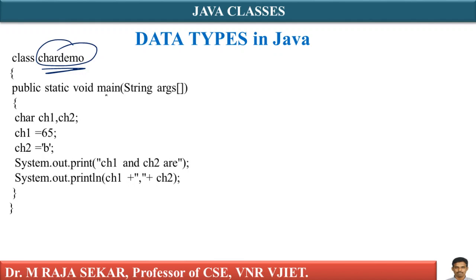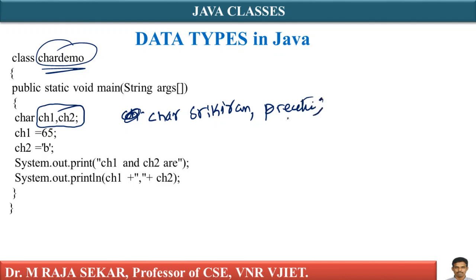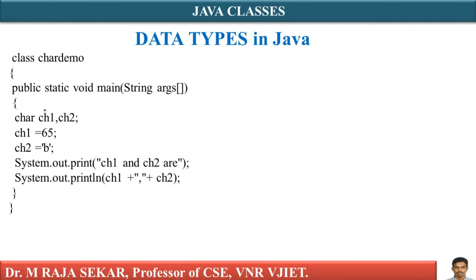We know what is public static void main string args, and we already discussed data types. Char ch1 comma ch2. I need not keep ch1 and ch2; I can keep my student names, like char Sri Kiran comma Preeti. No issue. I have two variables whose data type is char. In Sri Kiran I can store any character, and in Preeti I can store any character. Therefore here I am declaring ch1 and ch2 as two character variables.